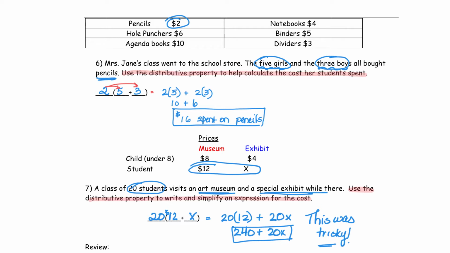Here are the answers from our last homework assignment, so take a look here. We are applying the distributive property in word problems. The answer to number 6 was $16. Okay, $16 spent on pencils.